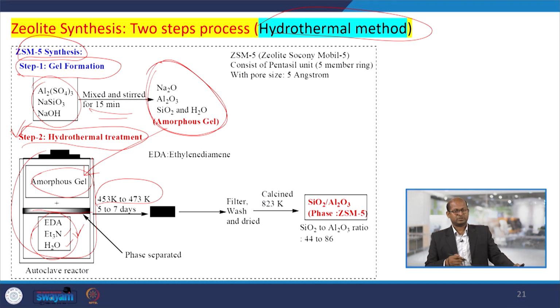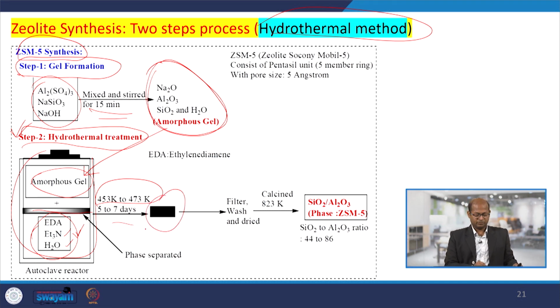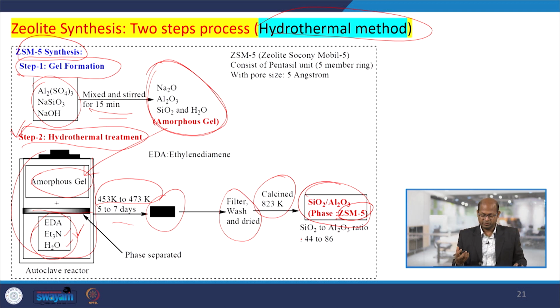So, for 5 to 7 days once we put it, the material will form. Then that material we have to take out, filter, wash and dry it, and then calcine at high temperatures. So, this type of silica alumina ZSM-5 gel formation, the material will be synthesized.